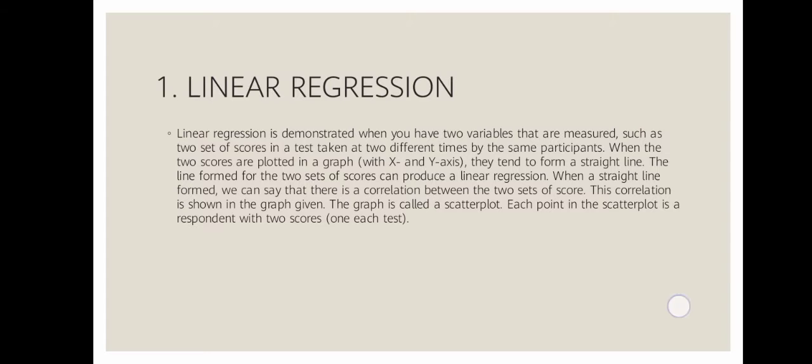Linear regression. Linear regression is demonstrated when you have two variables that are measured, such as two sets of scores in a test taken at two different times by the same participants. When the two scores are plotted in a graph with x and y axes, they tend to form a straight line. The line formed for two sets of scores can produce a linear regression. When a straight line forms, we can say that there is a correlation between the two sets of scores. This correlation is shown in the graph given. The graph is called a scatter plot. Each point in the scatter plot corresponds to two scores, one for each test.